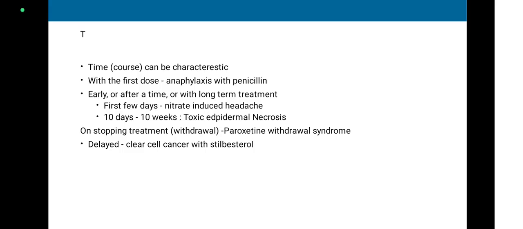The other classification in time course is on stopping the treatment, that is withdrawal reactions. Examples include withdrawal syndrome of paroxetine, and clear cell cancer with stilbestrol. On withdrawing stilbestrol, patients experience clear cell cancer. Another example is steroid withdrawal syndrome, adrenal insufficiency in steroid withdrawal.